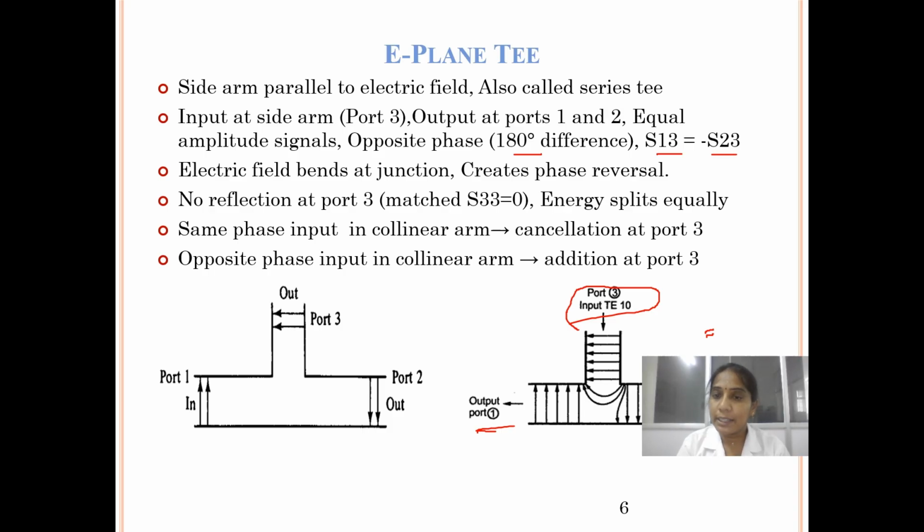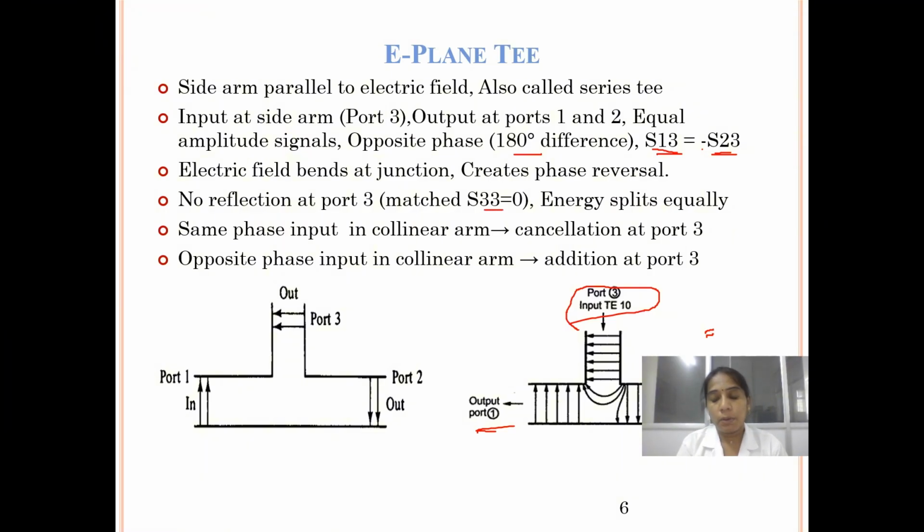It means that we are giving the input in the third port and getting the output in the first port as well as the second port. Both are equal in magnitude, which is why we write S13 is equal to S23, and the minus sign here represents that the junction introduces the phase reversal. Because of that phase reversal, we put a minus here. And there is no reflection in port 3 because it is perfectly matched, so we are considering S33 as 0.